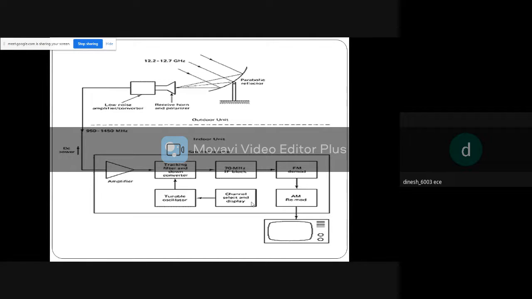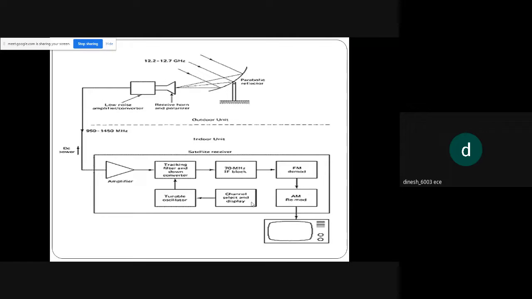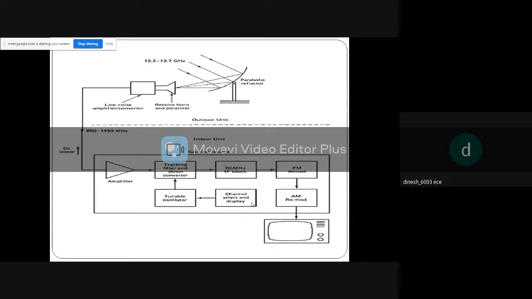Whereas the outdoor unit is only for receiving your satellite signals in the frequency 12.2 to 12.7 gigahertz. It has a reflector antenna, a horn antenna, and an amplifier or a converter. Mostly we use a low noise amplifier, LNA. That will be present within the antenna for reception of your signal.